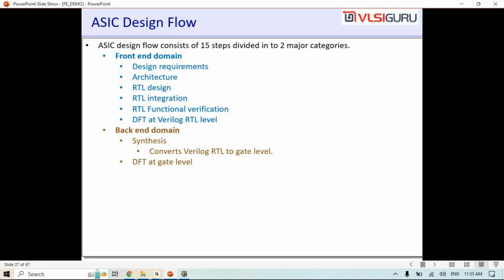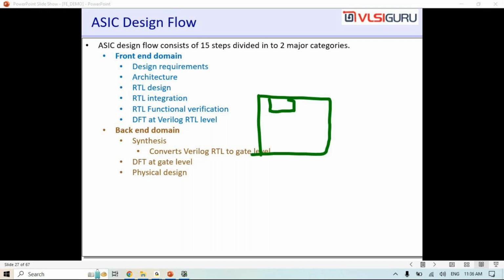DFT, physical design. What does physical design mean? Like planning the chip. If this is my chip area, where the processor core should be kept, where the GPU should be kept, where the memory controller should be kept. That entire planning in this small area is called physical design.